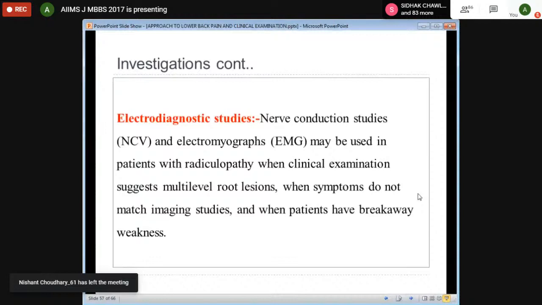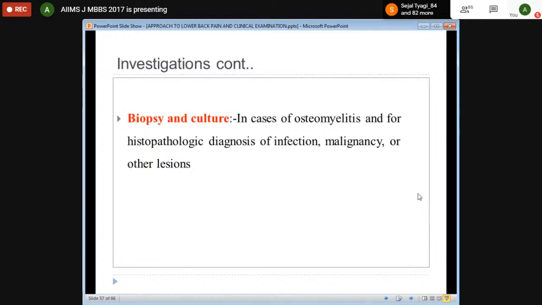Electrodiagnostic studies like EMG and NCV. EMG stands for electromyography, NCV stands for nerve conduction studies. These may be used in patients with radiculopathy when the clinical examination suggests multi-level root lesions, when the symptoms do not match the imaging studies, and when patients have weakness which cannot be explained otherwise. So go for EMG NCV studies that will correlate with the clinical examination. Again, none of these investigations is complete without the clinical examination. Always correlate with the clinical examination and then make a diagnosis and management plan.